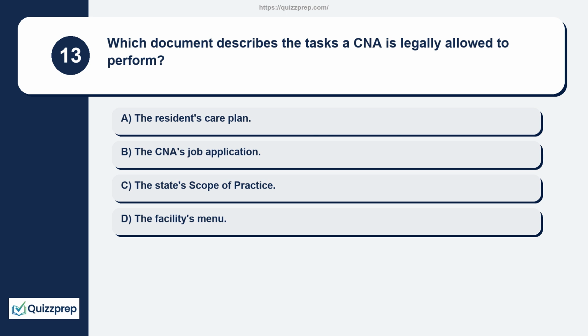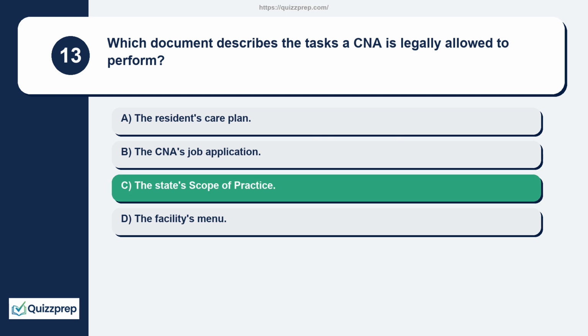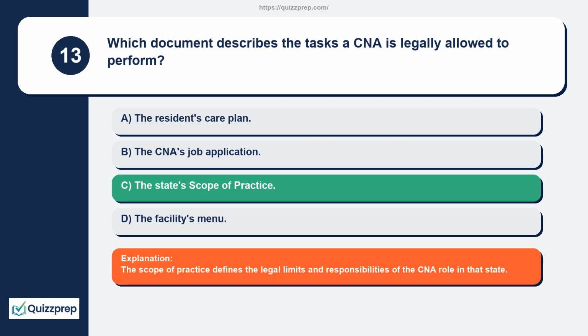Question 13. Which document describes the tasks a CNA is legally allowed to perform? The resident's care plan. The CNA's job application. The state's scope of practice. The facility's menu. The scope of practice defines the legal limits and responsibilities of the CNA role in that state.